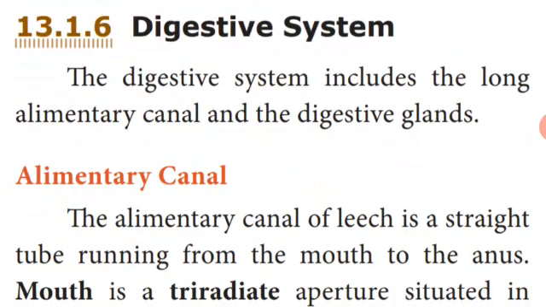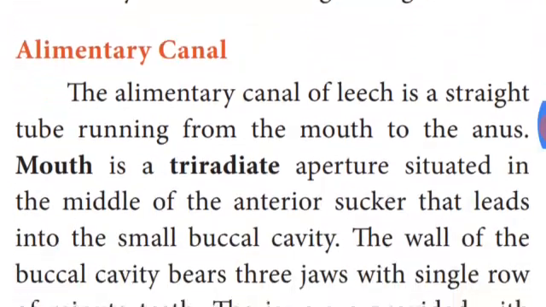The mouth is a triradiate aperture. It is situated in the center of the anterior sucker. Triradiate, that is, tri means three. The mouth is guarded by three lips, that is, the presence of three jaws. So it looks like a capital Y shape.